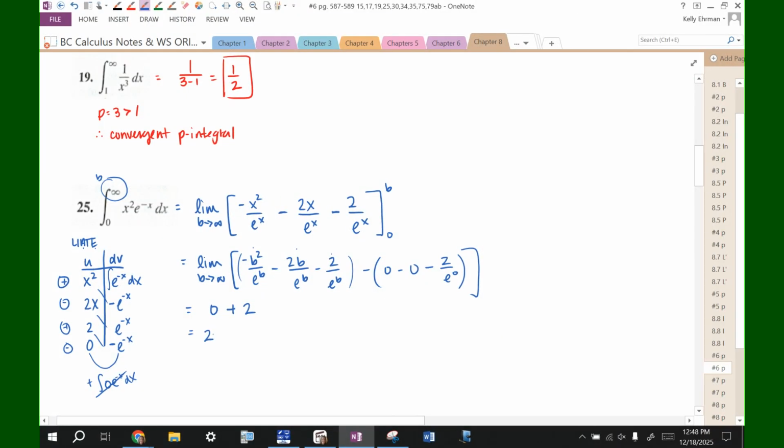Now, the fact that I got an answer means that this integral converges, and that's what it converges to. So the integral from 0 to infinity of x squared e to the negative x dx equals 2. In other words, the integral converges to 2.